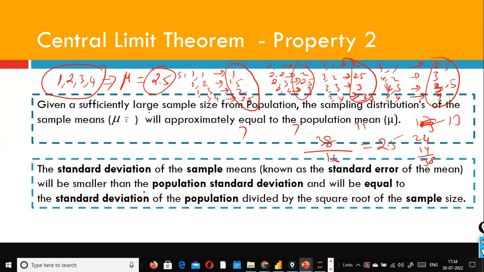2.5 something, right? So that is what it says. The sampling distribution of the sample means will be approximately equivalent to your population mean. So your population mean is 2.5, and the sampling distribution mean is also equivalent to 2.5.